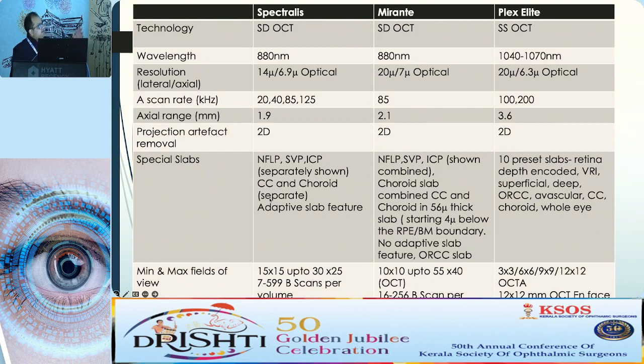So you cannot interchangeably interpret information taken from a Spectralis as what you would do for a PLEX Elite, because the slab which is used in the Spectralis is segmented at a different level from what is in the other 2 machines.